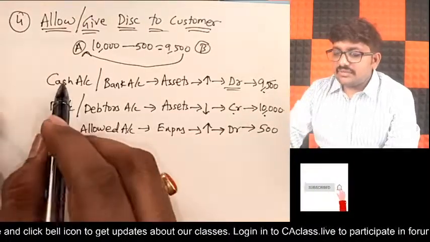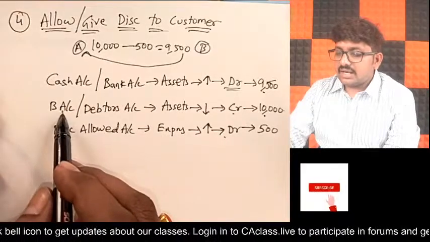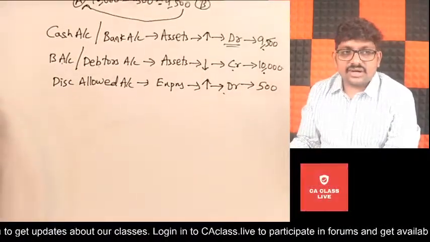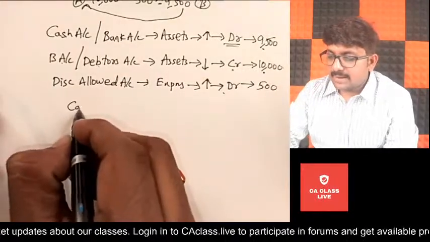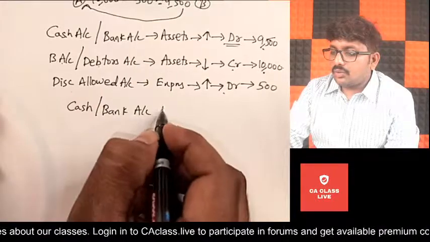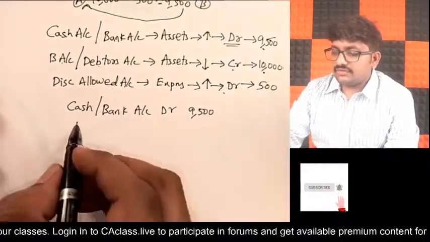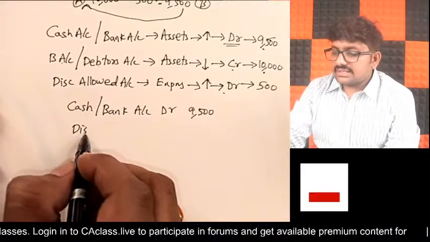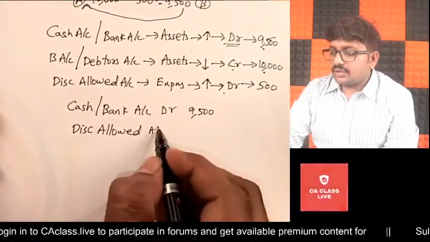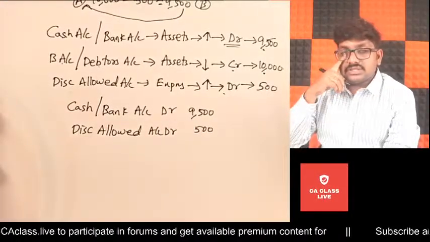So the journal entry will be: cash or bank account will be debited, discount allowed will also be debited, whereas B account or debtors account will be decreasing. So we will write the journal entry here clearly. Cash or bank account debit. How much? We are receiving only 9,500. Next, discount allowed, or you can write it as discount given also, account debit. How much discount are you giving? 500 rupees discount you are giving.